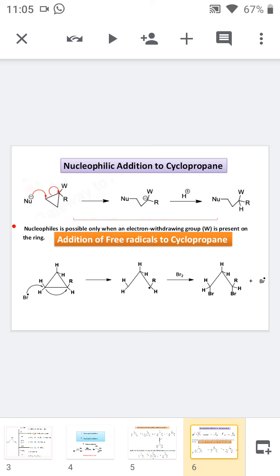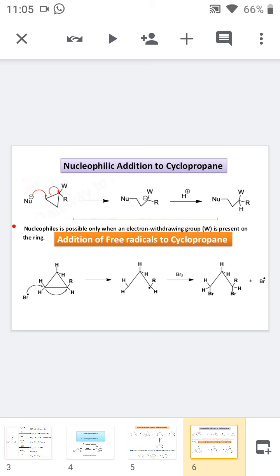Next is free radical addition to cyclopropane. First of all, radical generation occurs, which is the initiation step. After that, the bromine radical is added at the less hindered side. The most stable radical is formed here because the stability order for radicals is the same as for carbocations: tertiary greater than secondary greater than primary. So if the bromine attacks the less hindered side, we get a more substituted free radical, which is more stable.